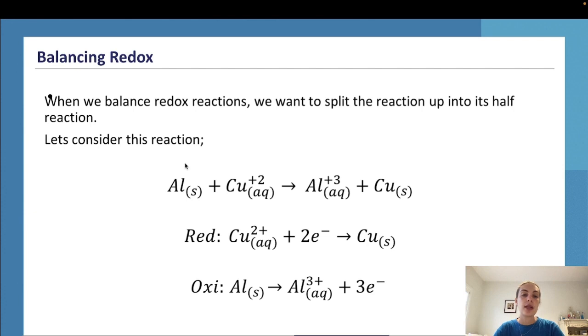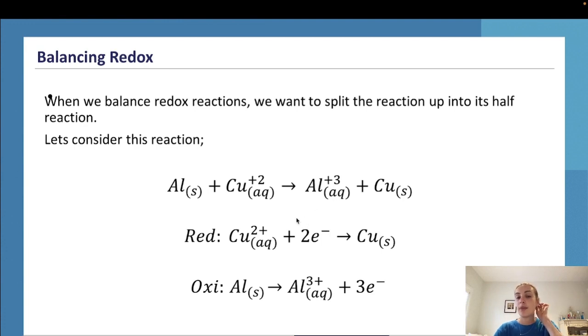So it's going to be oxidized. We're taking away negative charge from it, so we're taking away 3 electrons, and that's going to give us a +3 charge. So we can say our oxidation reaction is aluminium makes aluminium 3+ plus those 3 electrons, because we need to have the charge balanced on both sides.